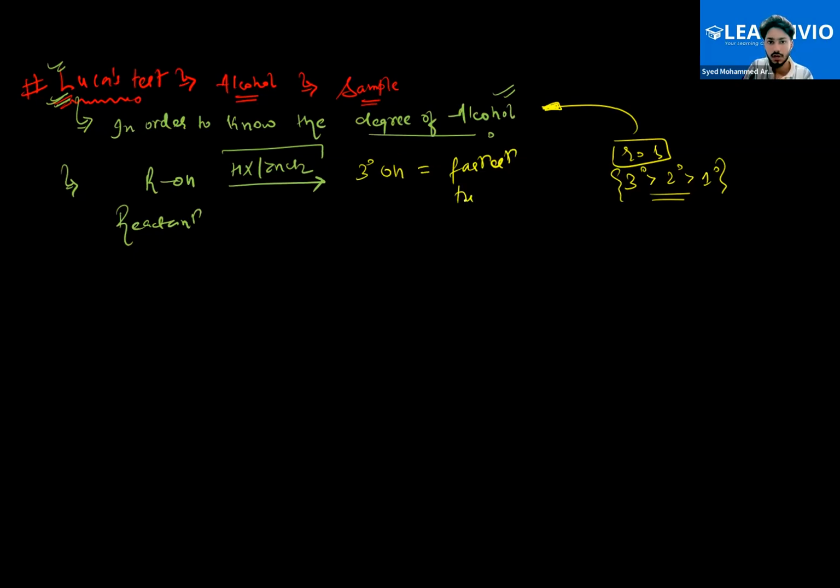High turbidity means you will see the turbidity. And if you have a 2 degree alcohol, then it will take some minutes. It is an important thing, and it might be asked, so I'll explain it. It's very simple, because this reaction is the same one that I have explained to you. Just connect this on the basis of the rate of reactivity. Okay, so we'll move forward.